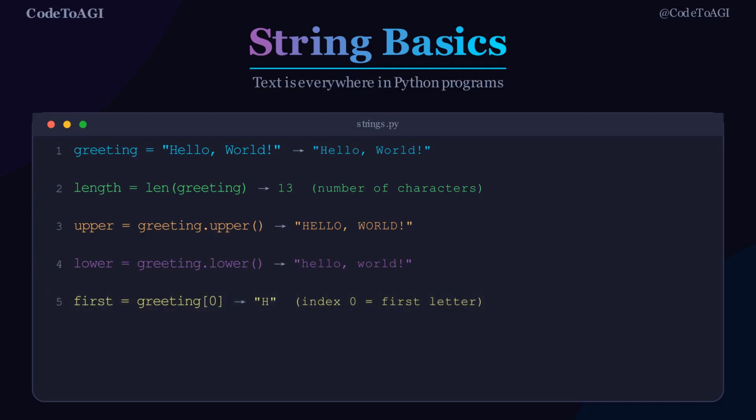Third, lower. Greeting.lower converts everything to lowercase. Fourth, indexing. Greeting square bracket 0 gives you the first character. In Python, counting always starts at 0, not 1. So index 0 is H, index 1 is E, index 2 is L. These tools work on any string: names, sentences, anything the user types into your program.